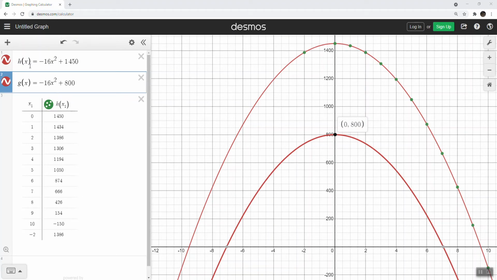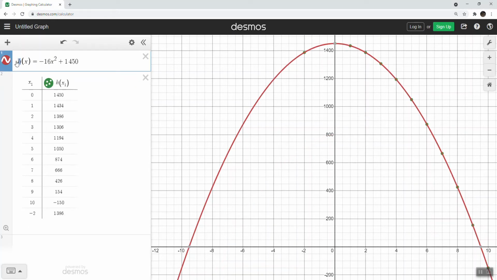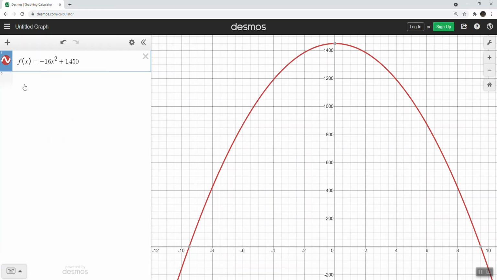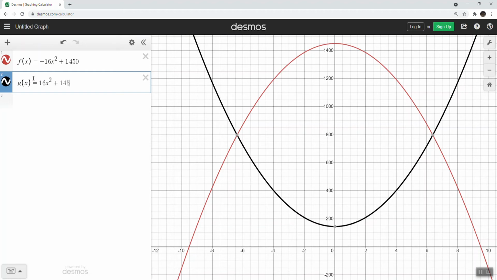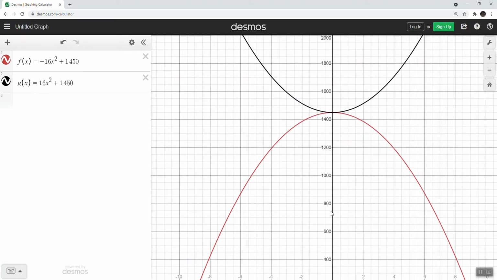Well, I've already got this first one as h of x. I guess we'll change it to f of x. And I'm going to get rid of this table. We don't really need it right now. And then I'm going to put in g of x, and this is going to equal negative 16x squared plus 1450. Ooh, what happened?